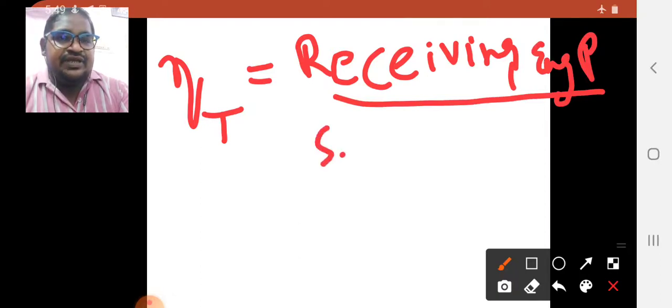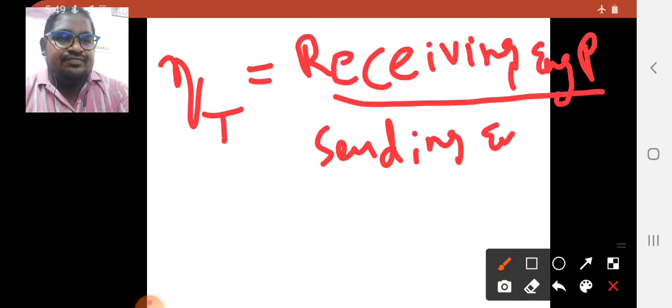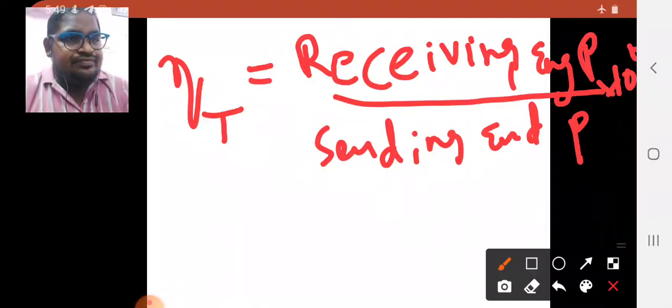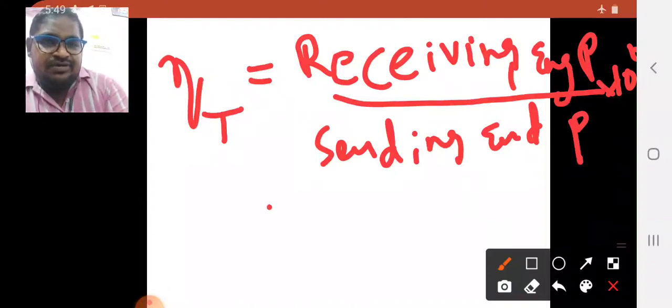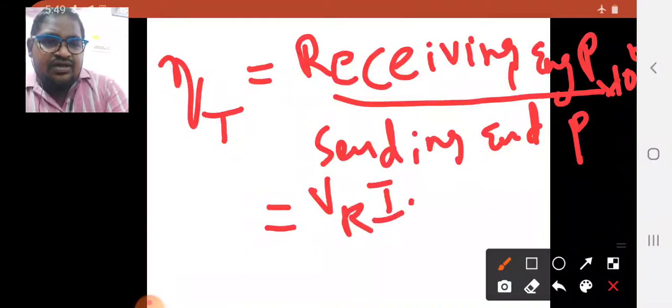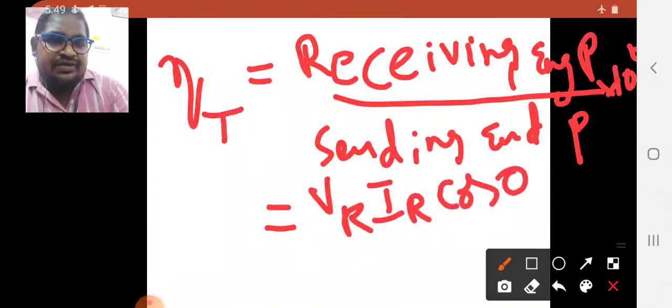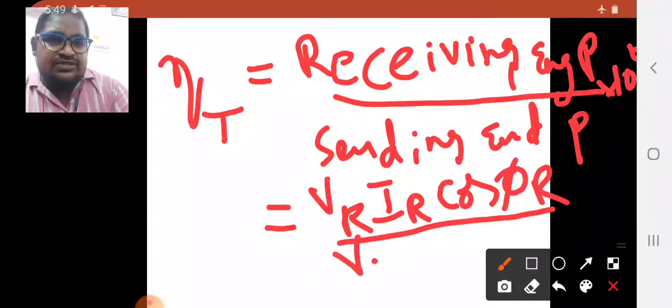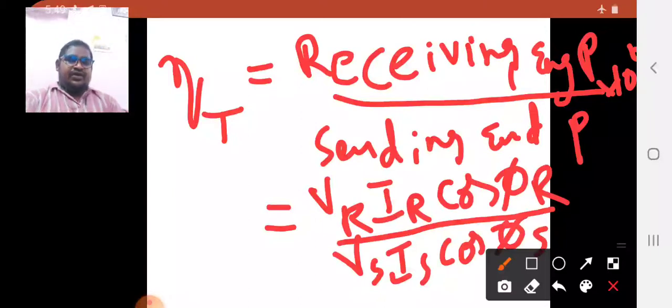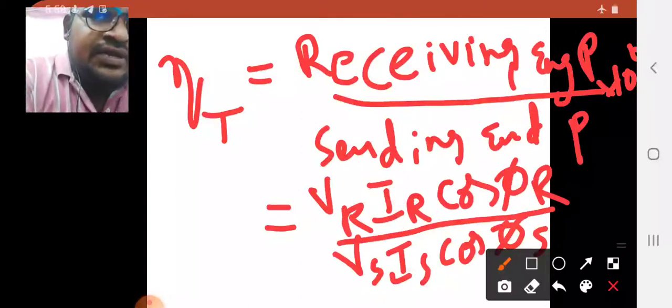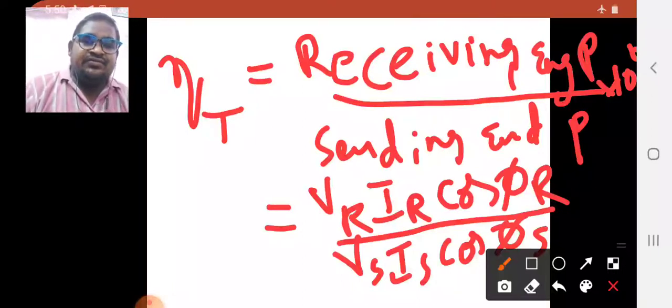Receiving end power by sending end power into 100. Now you tell me, what is receiving end power? That is AC power. AC receiving end power is VR IR cos phi R by Vs Is cos phi S into 100, where VR and IR are receiving end voltage and receiving end current, and cos phi R is the power factor at the receiving end, and Vs and Is are sending end voltage and sending end current, and cos phi S is the power factor at the sending end side.